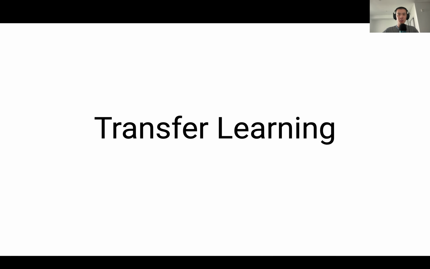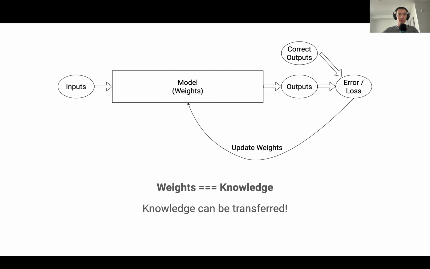Let's talk about transfer learning. So you should be familiar with this diagram we've been using throughout the course for model training, where ultimately we want the best weights possible so our model gives the best outputs or predictions possible. Like maybe a model that's really good at determining if this is a picture of a dog versus a cat. So weights can be thought of as knowledge, or like the brain power of a model, and knowledge can be transferred.